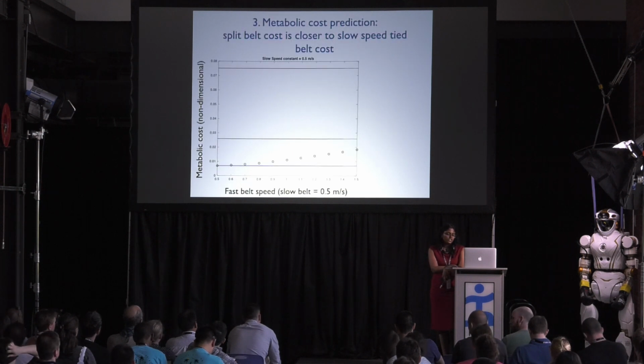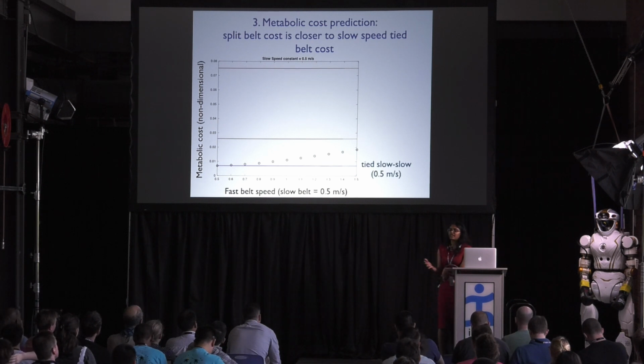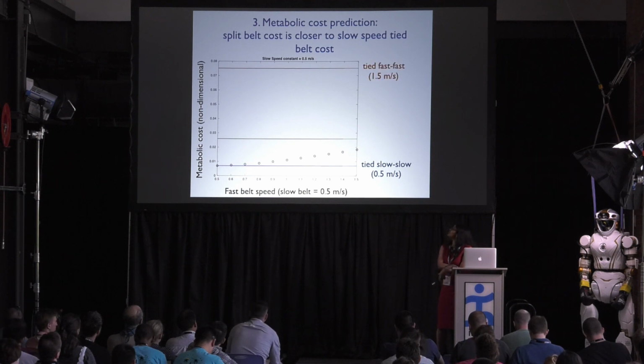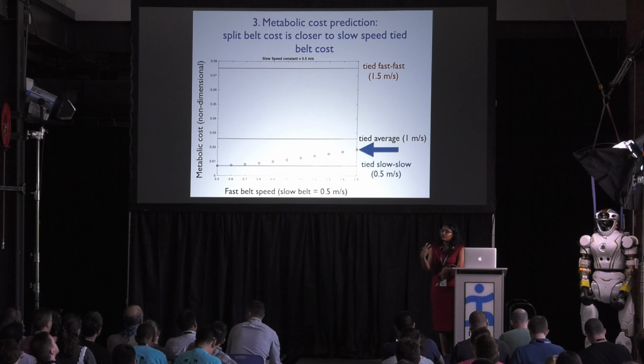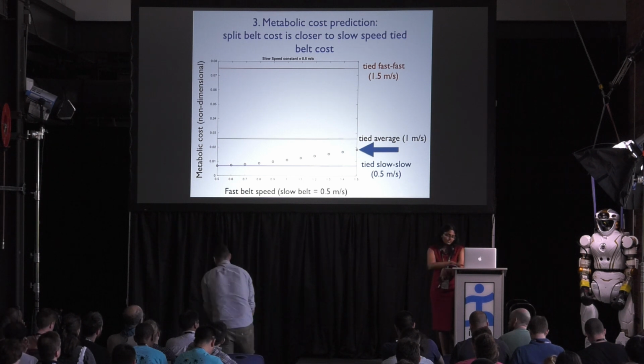Now for the metabolic energy cost, the cost when you walk in the symmetric tied condition where both belts are at 0.5 meters per second is the blue line, and both at 1.5 is the red line that just popped up, and both at 1 meter per second is this black line. What we find for the split condition is closer to the tied slow-slow condition, which I think is an interesting observation. I couldn't find a paper that has the actual numerical evidence for this, but from a conversation with Dr. Finley, he says that this agrees with some of his observations.